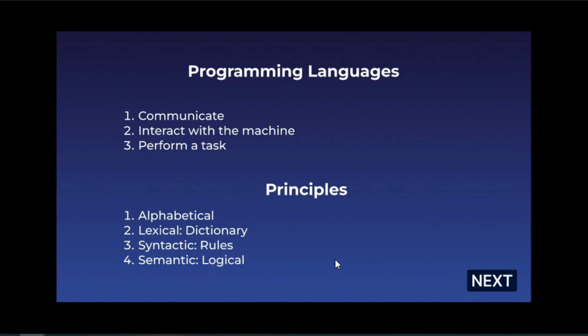Now, the principles of any programming language have four concepts: alphabetical. Any programming language we use or learn obviously has alphabetical characters. So it's like Roman or A to Z characters, symbols that we use, and different types of characters.